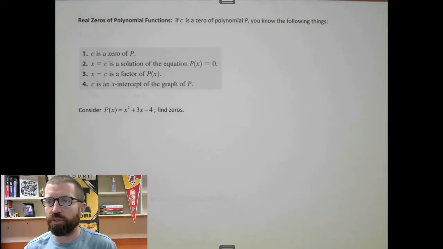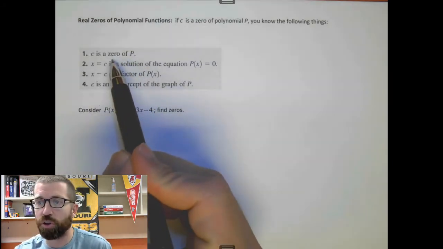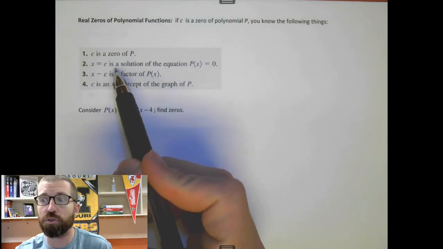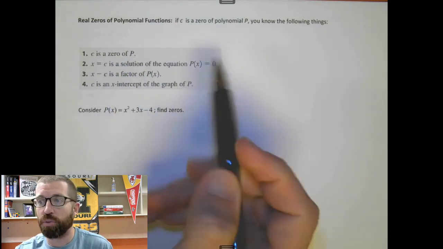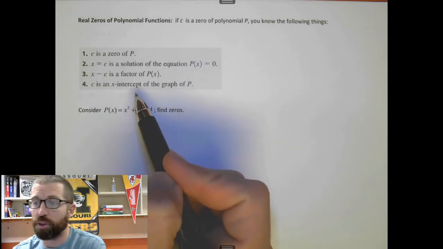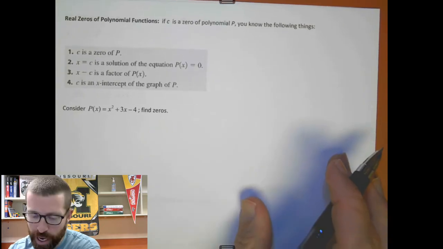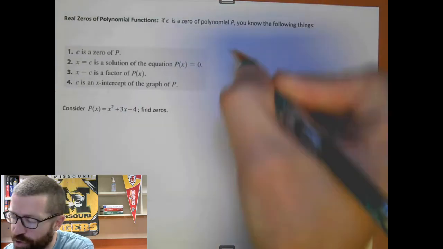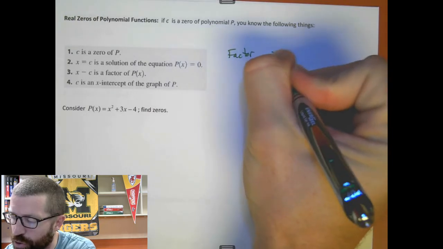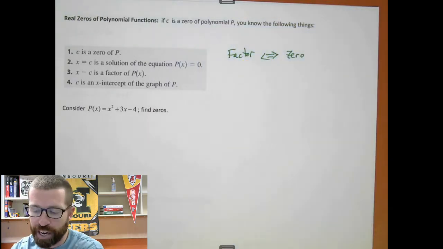Okay, so some things important to know about a zero: if c is a zero of P, then x equals c is the solution of the equation when you set it equal to 0, x minus c is a factor, and c is an x-intercept. Now, the biggest takeaway here, in my opinion anyway, is if you know a factor, then you also know a zero. And if you know a zero, then you also know a factor.